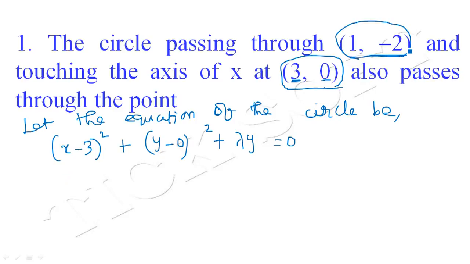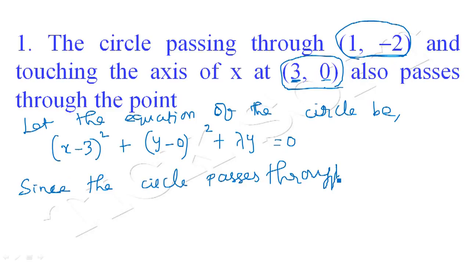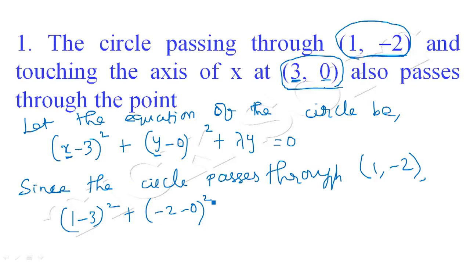So this (1, -2) must satisfy this equation. Since the circle passes through the point (1, -2), instead of x we substitute 1 and instead of y we substitute -2. So we have (1 - 3)^2 + (-2 - 0)^2 + lambda into -2 is equal to 0. Now by using this only we are going to get the value of lambda.